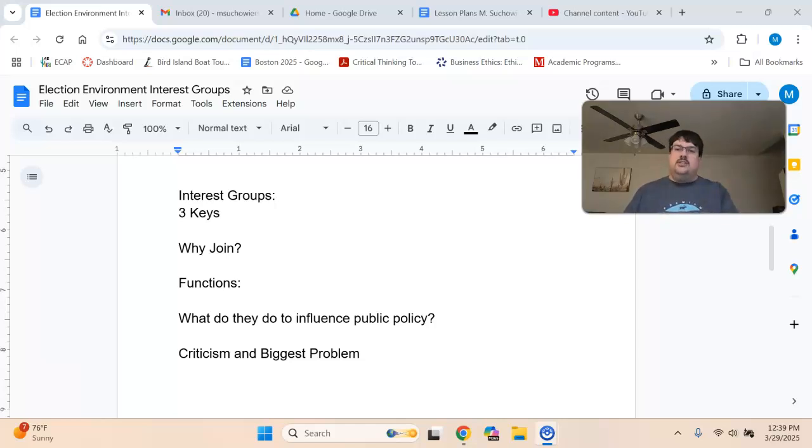Now, in your elections assignment, you looked at ways that candidates are limited or how a candidate gets money for running for office. And PACs are one of those things too.